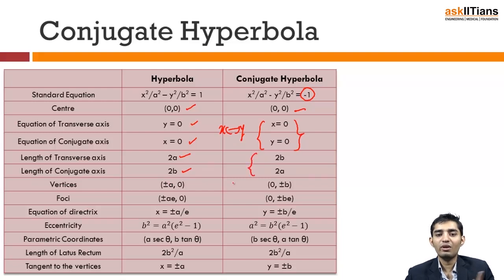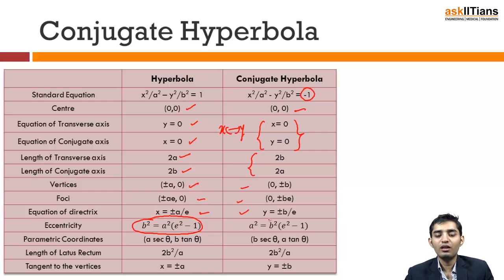So again here you can swap a and b, right? Similarly with vertices, with focus and with directrix, this we have already seen. Now this equation will also change, right? In this case, what is the relation between b, a and e? Right, here also you will swap a and b. In this case I have b square equal to a square into e square minus 1.